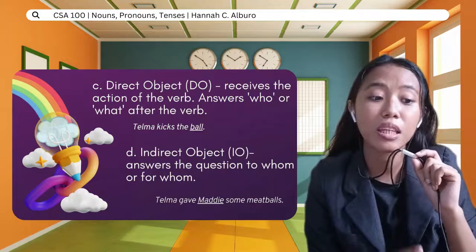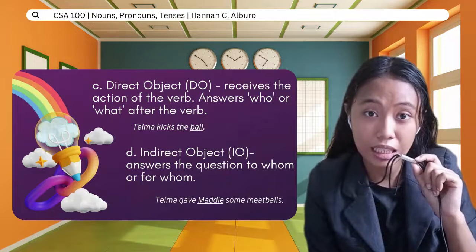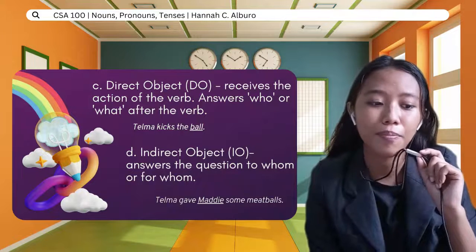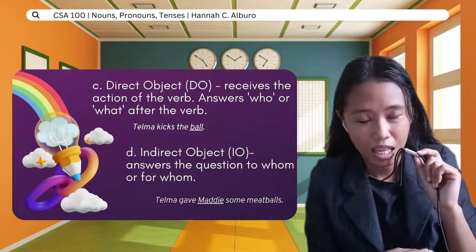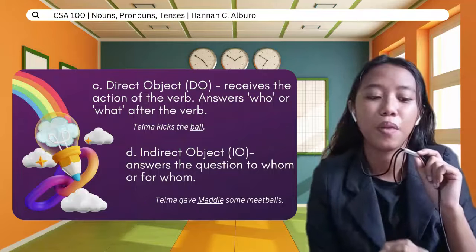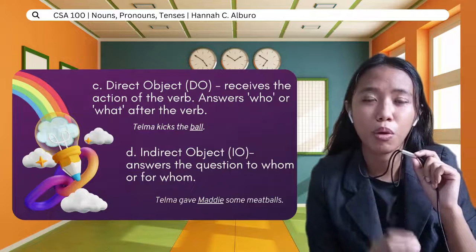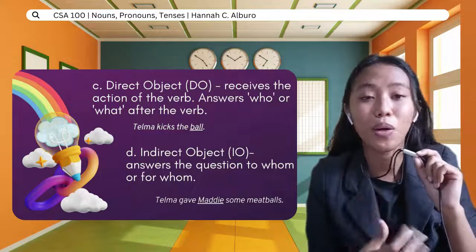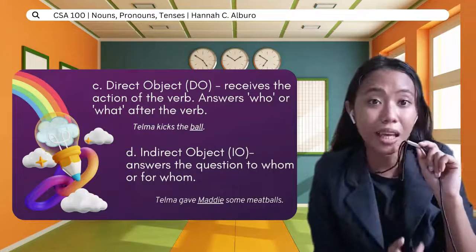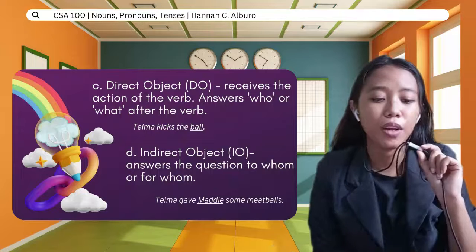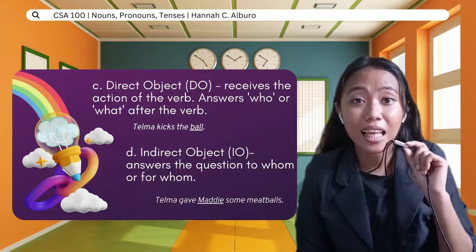It is because it is the noun that receives the action of being kicked by the subject, Telma. Let's transform it into a question. What is kicked by Telma? Of course, the ball. Or what did Telma kick? The ball. Okay, now let us move on to the next function, indirect object.